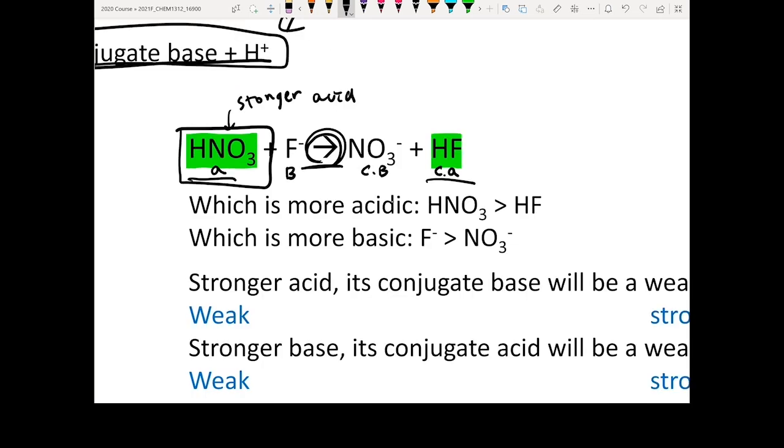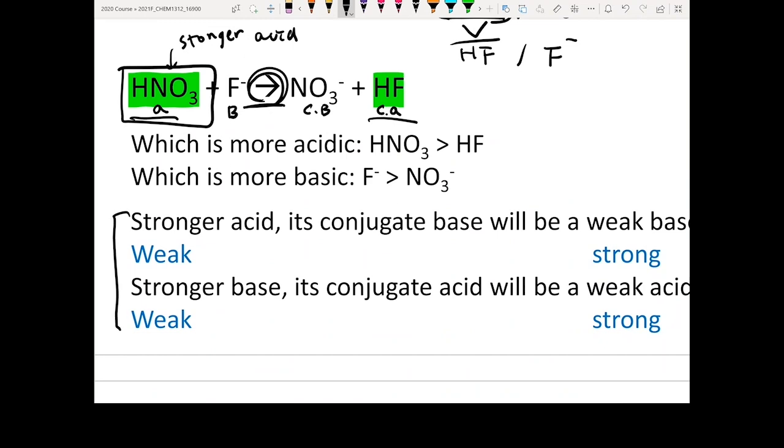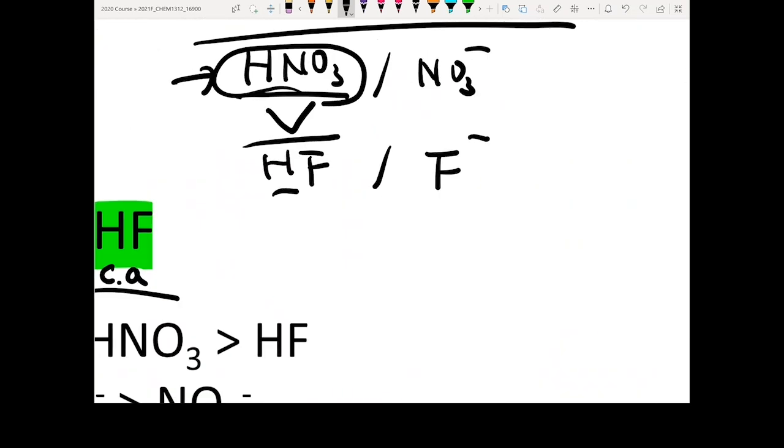Therefore, that's the stronger acid. Let's summarize. We know the acid is HNO3, its conjugate base is NO3 minus, the base is F minus, and the conjugate acid is HF. So these are the two pairs. These are the acids and these are the bases inside your solution. Another important concept for this part is that if you have a stronger acid, its conjugate base will be weaker. This is a stronger acid than this, so its conjugate base will be a weaker base. Therefore, if you just consider basicity, F minus will be stronger than your NO3 minus.